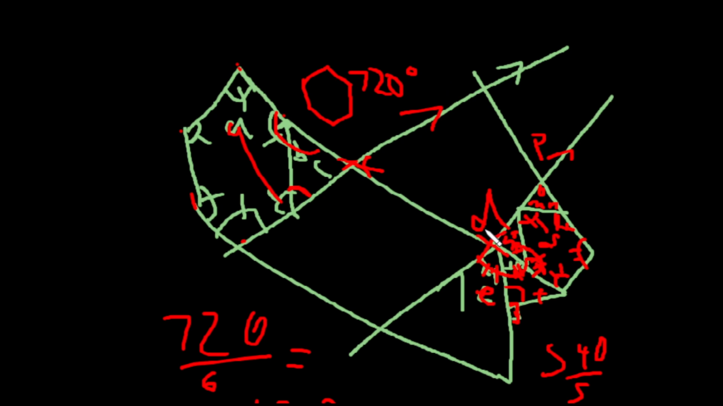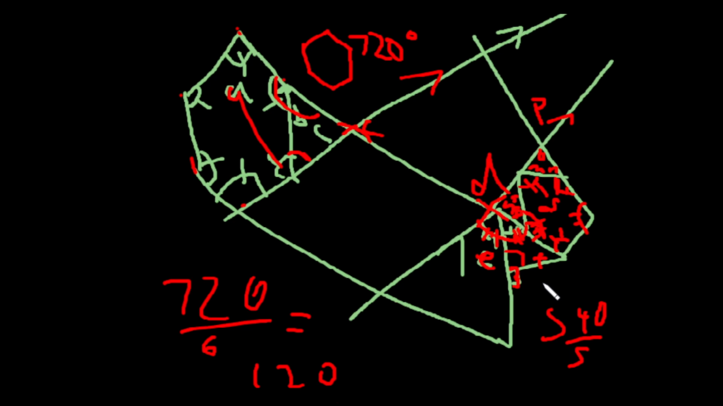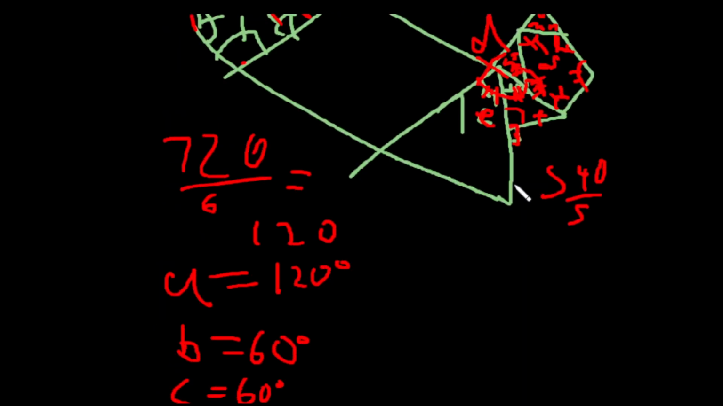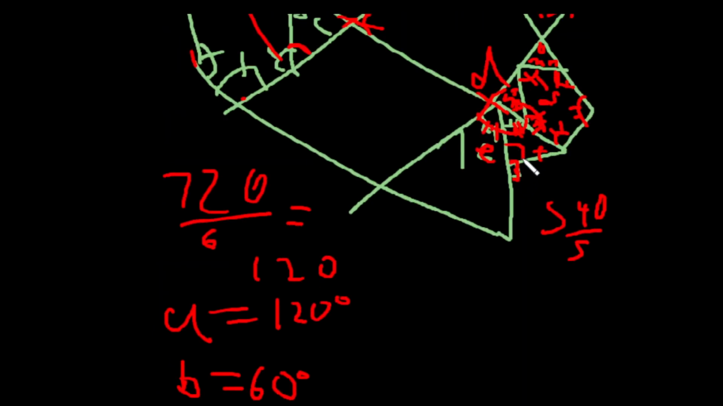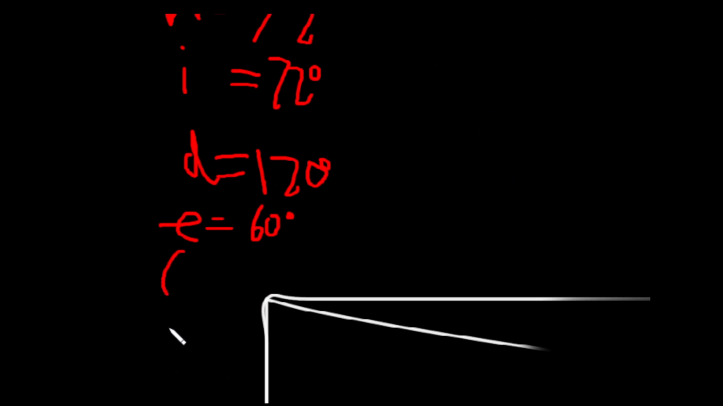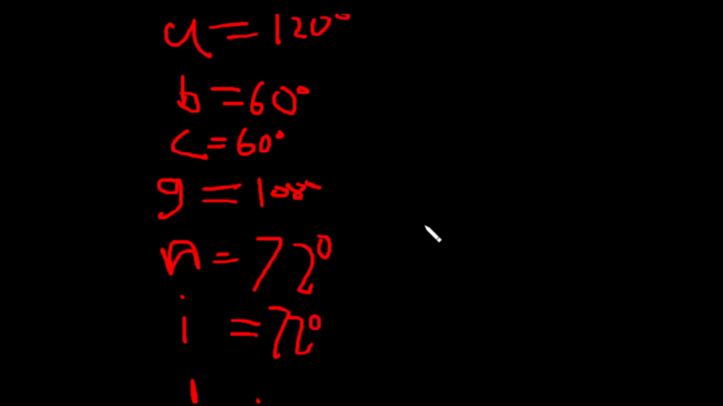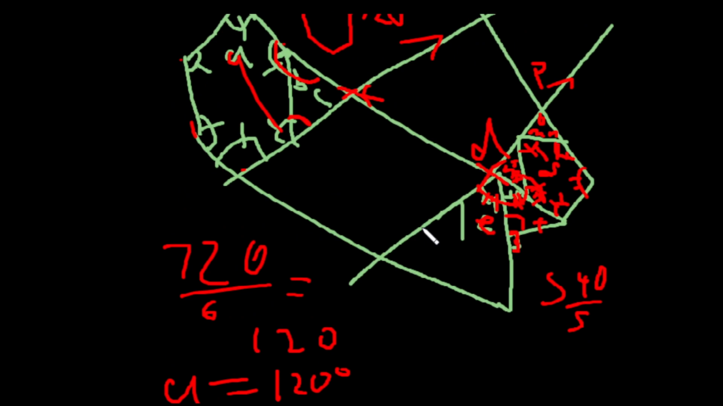So now that we know D is 120 and E is 60, we can find what F is. Since this is a 90 degree angle and this is 60, F and E have to add up to 90 because of the right triangle angle theorem. So that means F equals 30. And so we got F, E, D. So we still need H, J, M, O, and P.